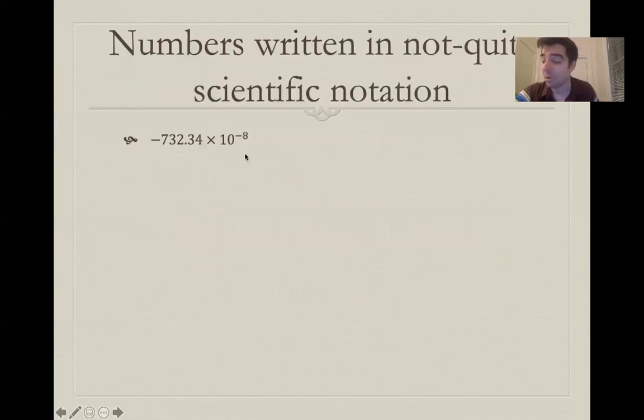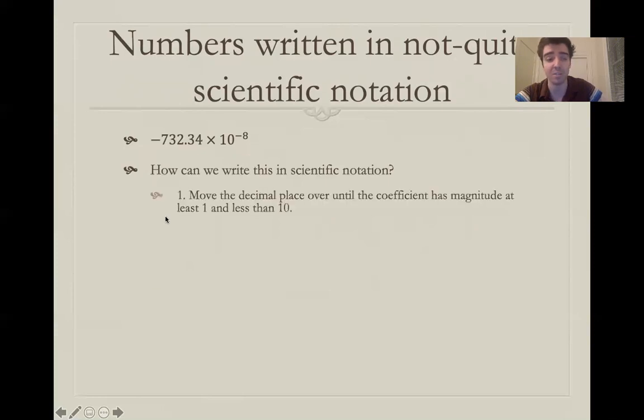Okay, 2 more short topics and then we'll be done with this video. Sometimes you'll be dealt a number that is not quite in scientific notation, like this one. It's got a power of 10, but this first number, the coefficient, is not between -1 and 10, which it's supposed to be in scientific notation. So we need to somehow move this decimal place over. So here are the steps to follow.